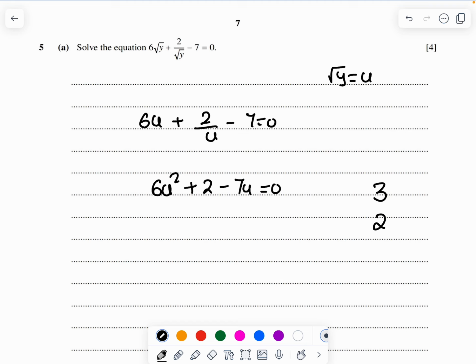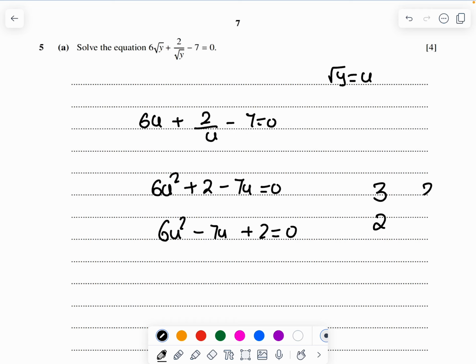And factors for 2. Sorry. It will be 1 and 2 because you have to write in standard form first. Factors for 2 is 1 and 2. So 2 and 1, so that I should be getting 7. But I want negative 7. So negative 2 and negative 1.